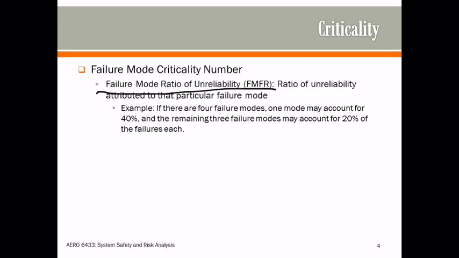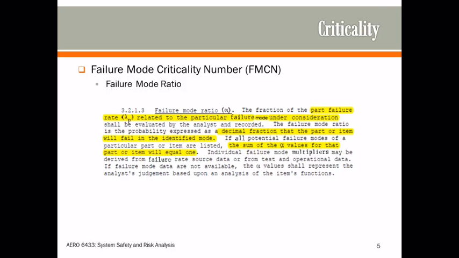The failure mode ratio of unreliability provides an indication of the chance the failure will occur in that particular identified mode. It's expressed as a decimal fraction, and the sum of all the values for the identified part or item will equal 1, or 100%. That is the second element in the failure mode criticality number.